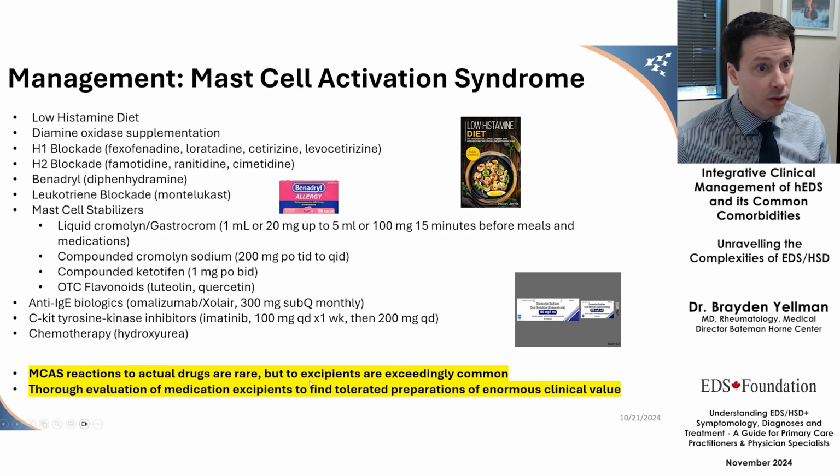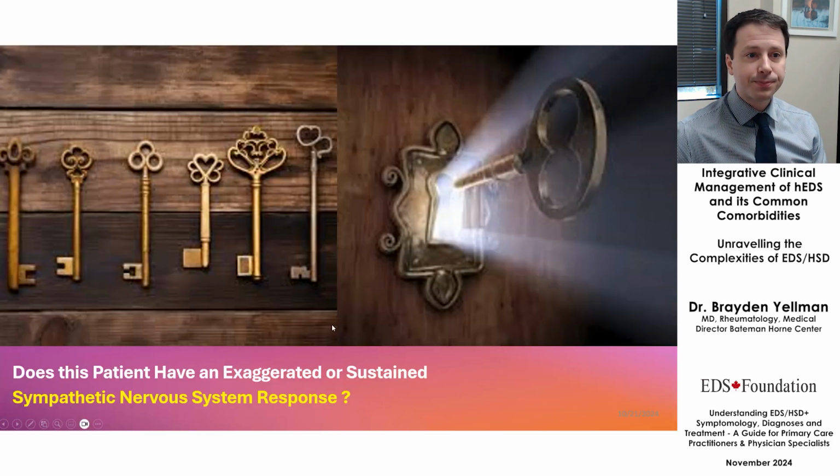Sometimes people will be on a drug and they'll be doing great, and then their pharmacy switches manufacturers and all of a sudden they're having a mast cell reaction. Keep that in mind when managing mast cell as well. We do occasionally use anti-IgE biologics like Xolair. Imatinib is becoming more common at lower doses, but these are more second-line therapies.